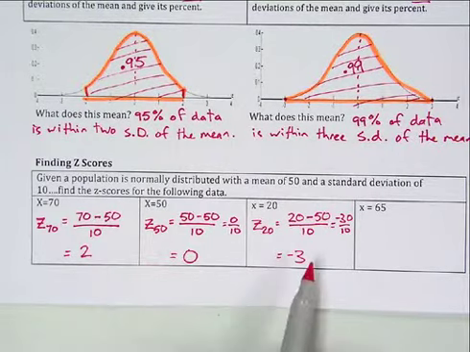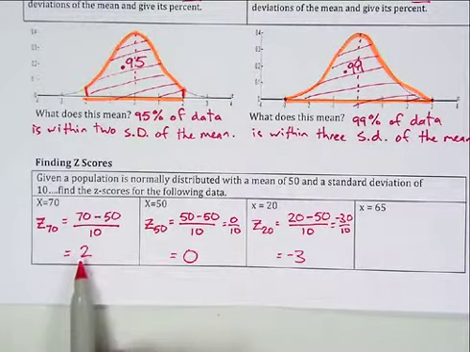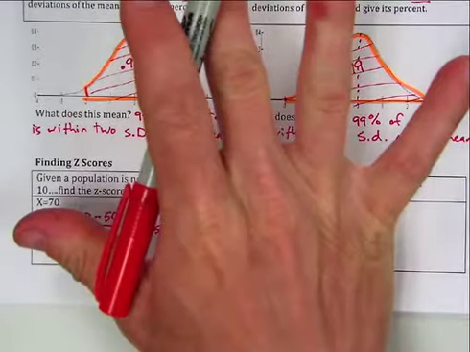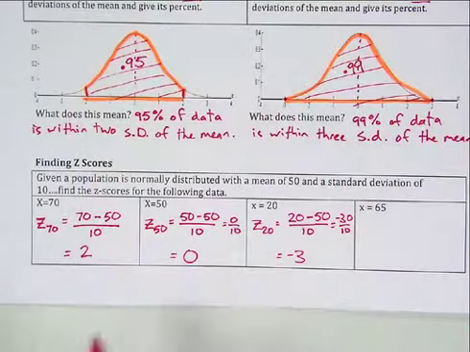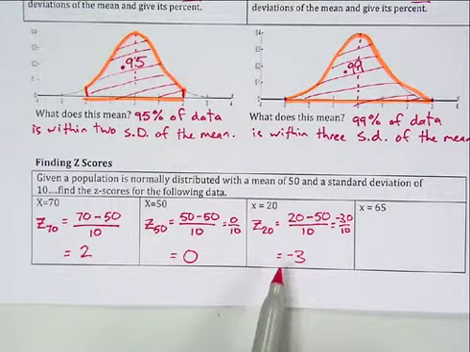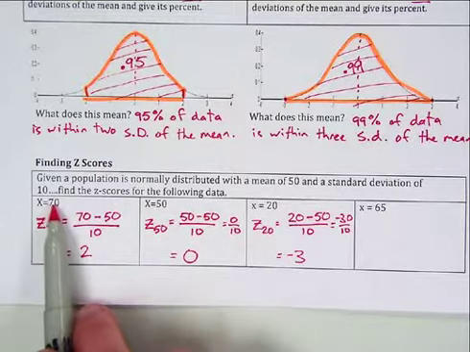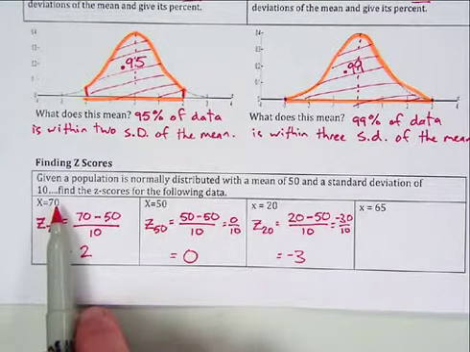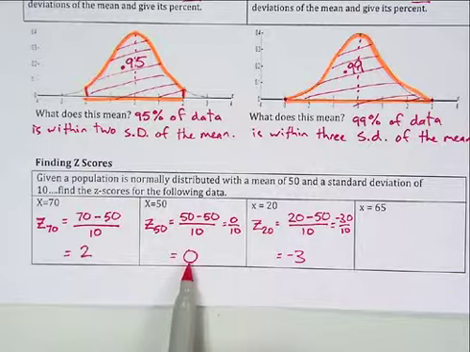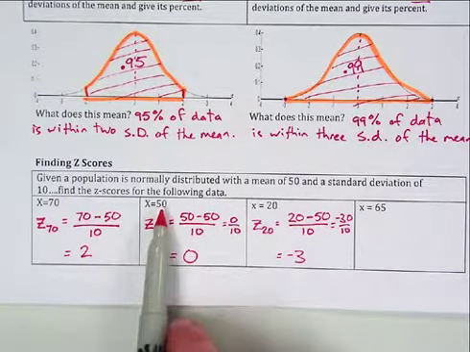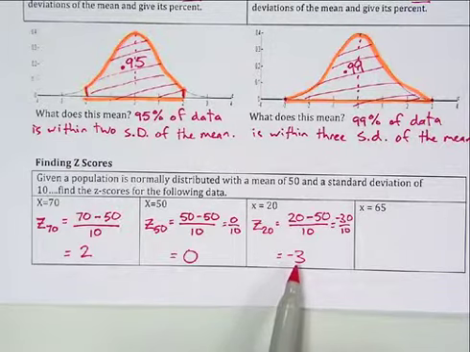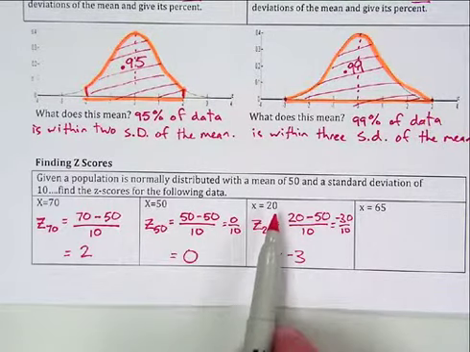Now looking at these, if our z-score is positive, that means our piece of data is bigger than the mean. If our z-score is 0, that means our piece of data is the mean. And if our z-score is negative, that means the piece of data is smaller than the mean.